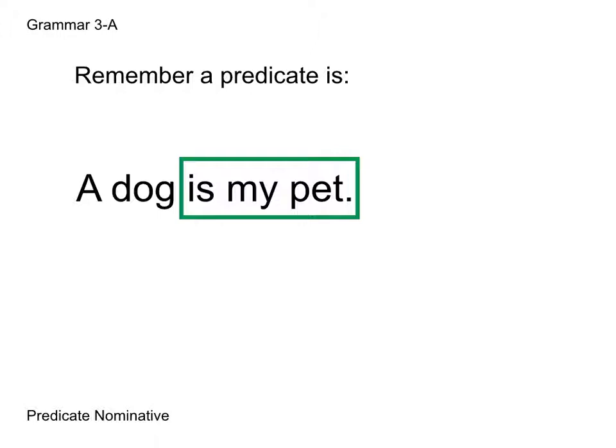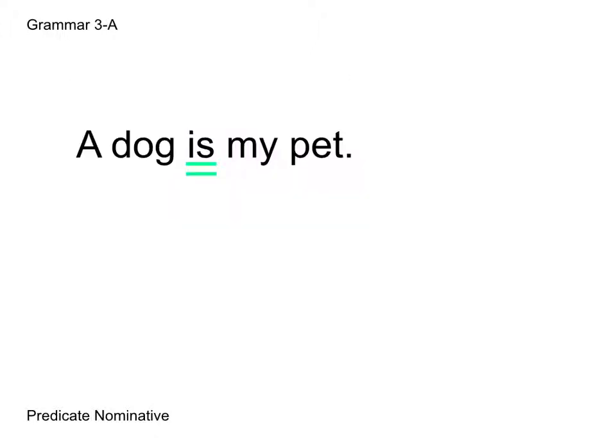So now that we have our predicate and we've identified that, let's go back to just the regular sentence. A dog is my pet. We still know that is our verb. So now let's identify what our subject is. Dog. Dog is the subject. So what in the predicate is describing, or not describing, is renaming dog? Pet.